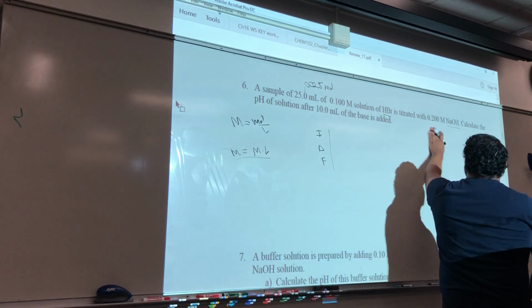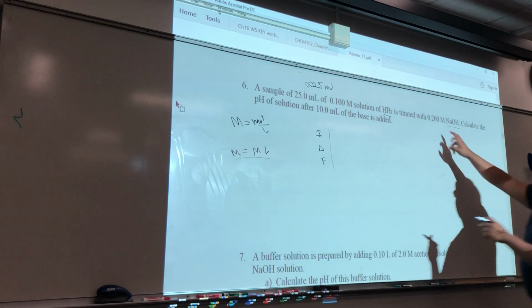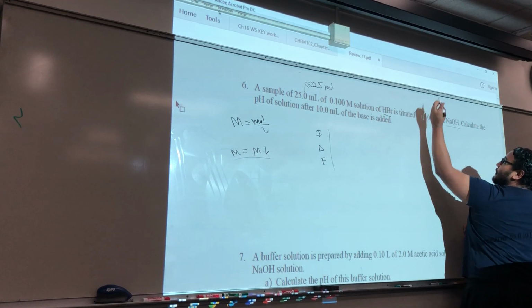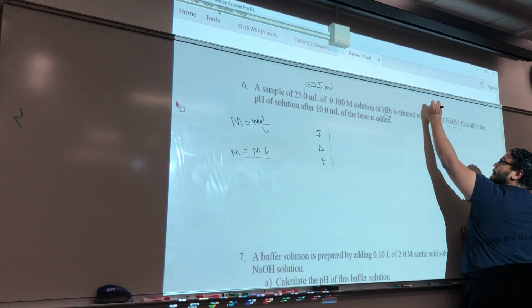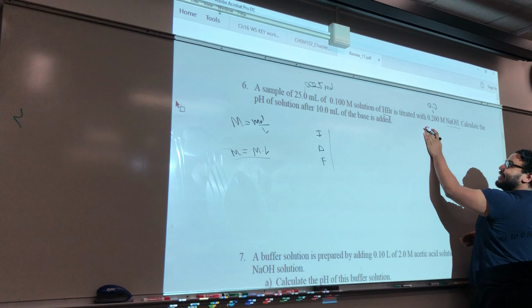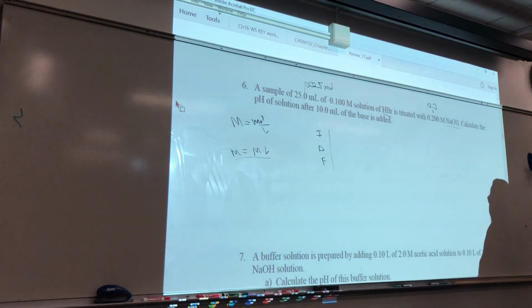What about this one? 0.025 liters. A sample of that is titrated with 0.2. So you would multiply that times 0.010. What did you get? Is it 2 zeros or 1 zero? There are 2 zeros. You just leave the molarity alone, right? No, you multiply the liters times the molarity.